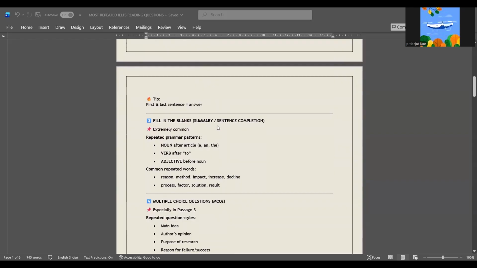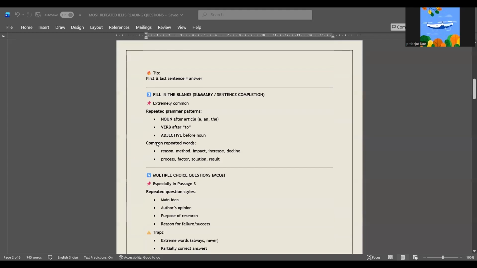And here is Fill in the Blanks, Summary and Sentence Completion. So, extremely common. Repeated grammar patterns like a noun after the articles a and the. If there is an adjective, you should write the noun, and if a noun is mentioned, you have to write any adjective after a and the. Also verb after to, and adjective before noun. So you should focus on that type of thing. And the most repeated words are reason, method, impact, increase, decline, decrease, process, factor, solution, result.